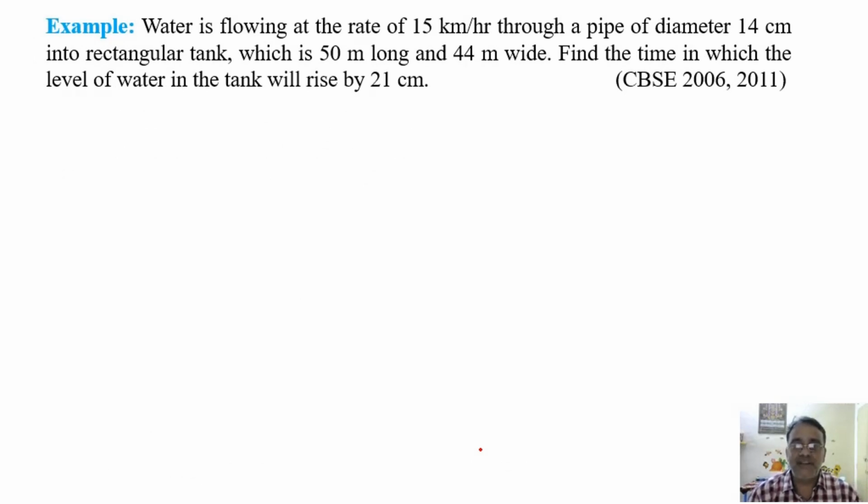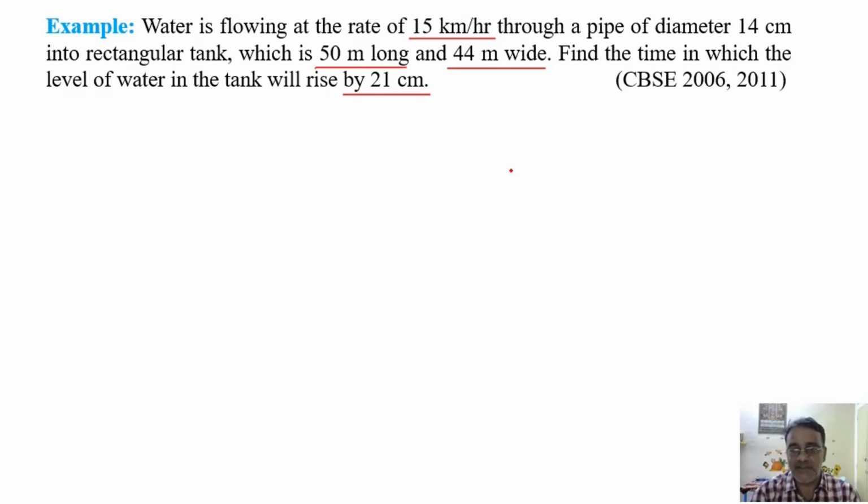Now we are moving towards the last question. Water is flowing at the rate of 15 km per hour through a pipe of diameter 14 centimeter into a rectangular tank, which is 50 meter long and 44 meter wide. Find the time in which the level of water in the tank will rise by 21 centimeter.